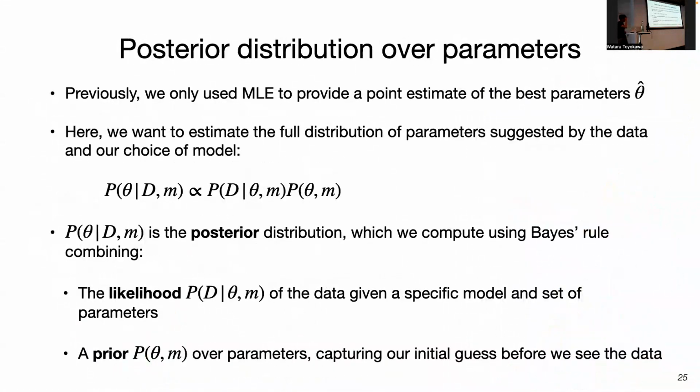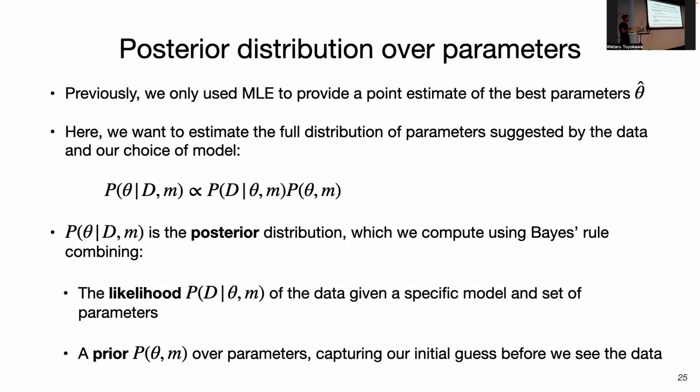So first of all, what is a distribution over parameters? Specifically, what we're trying to get at is something called a posterior distribution over parameters. Previously we only used the maximum likelihood estimate to get a point estimate, where the best parameters are this theta hat. But what we want to do in Bayesian frameworks is to model the full distribution of parameters suggested by the data and our choice of models.